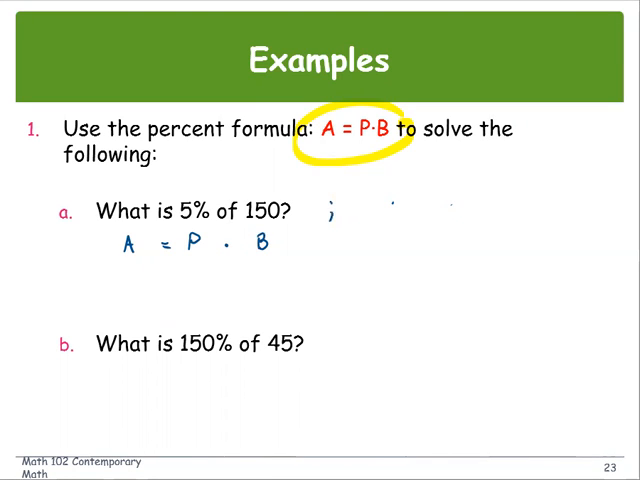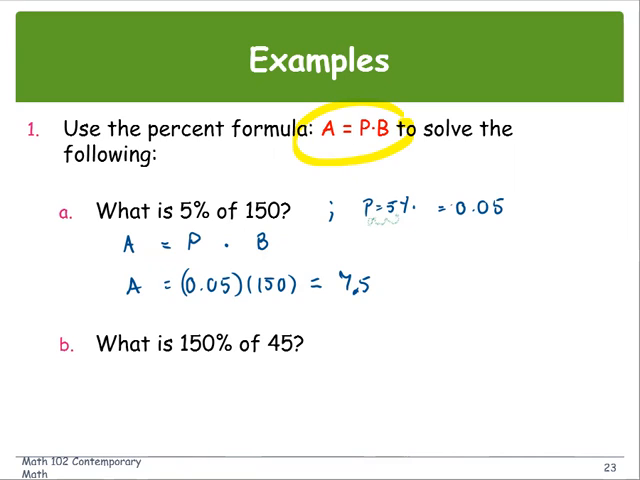On the side note, P, which is 5%, is converted into a decimal by locating the decimal point and moving the point to the left 2 units. Therefore, 5% is the same as 0.05. Then bring it into the equation. Therefore, A equals 0.05 multiplied by 150, and the product comes out to be 7.5. So that means 7.5 is 5% of 150.